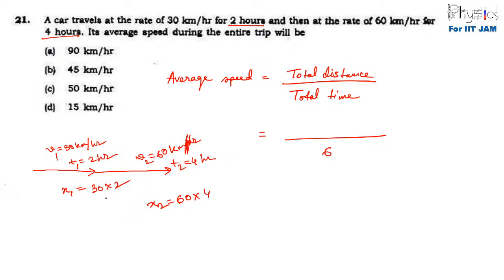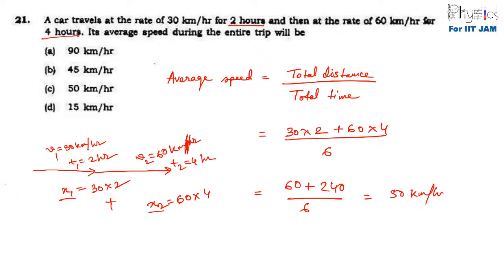So the total distance is x1 plus x2, right? x1 plus x2, that means 30 times 2 plus 60 times 4, right? So it becomes 60 plus 240 by 6, that is 300 by 6 or 50 kilometer per hour, right? So here the correct option is option C, 50 kilometer per hour. So our answer for this question is option C, 50 kilometer per hour.